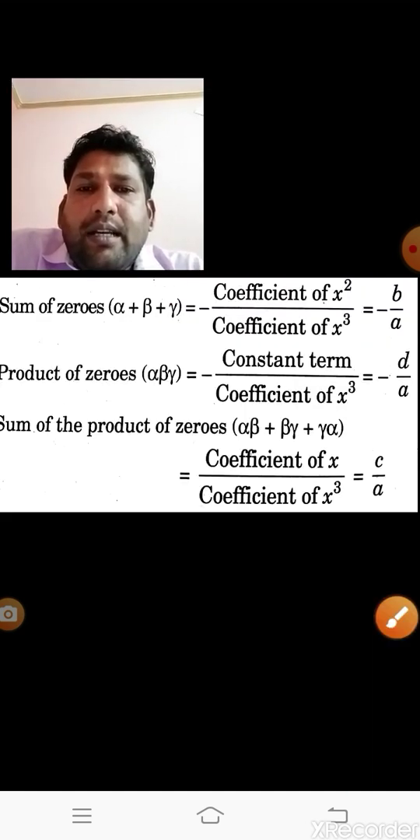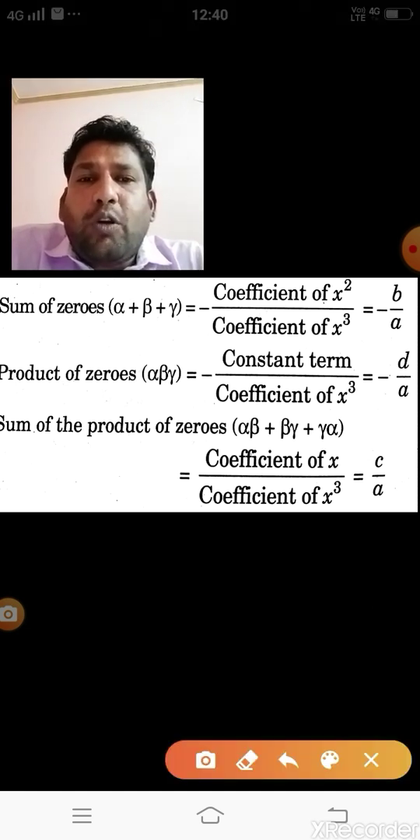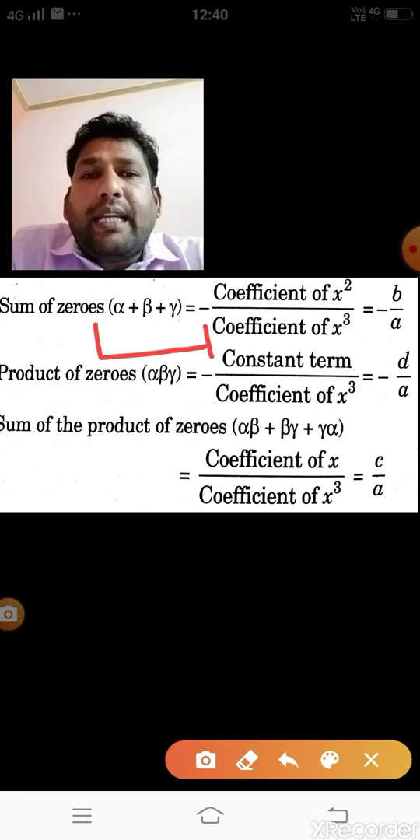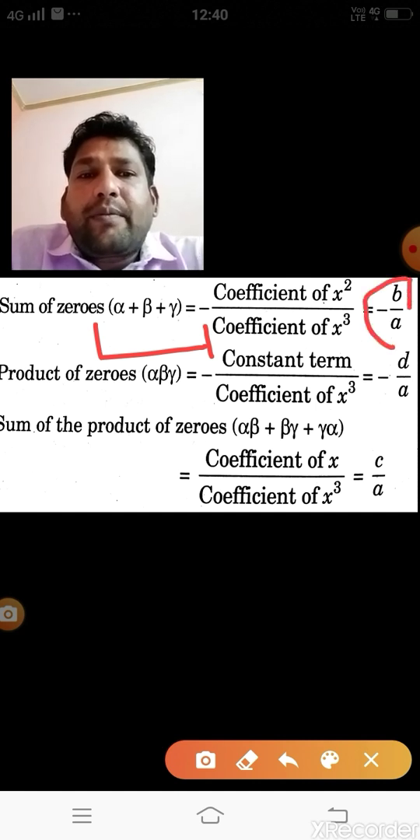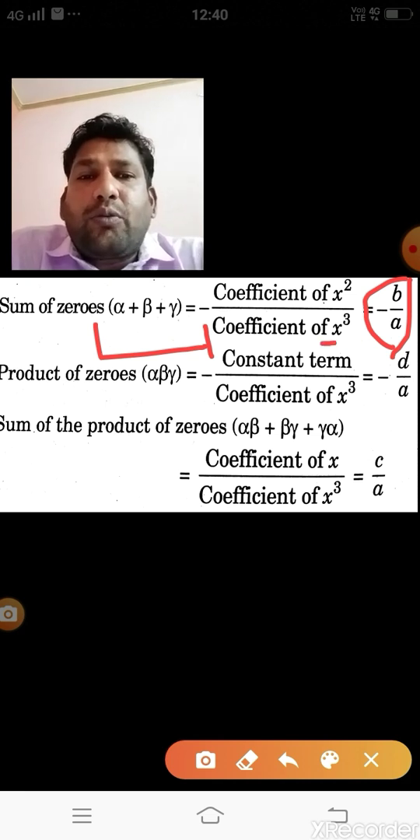Then this is the relationship between the zeros of the cubic polynomial and the coefficients of the cubic polynomial. The sum of the zeros, alpha plus beta plus gamma, we are getting as minus b upon a, same as the sum of zeros of a quadratic polynomial. But here b is the coefficient of x square and a is the coefficient of x cube.